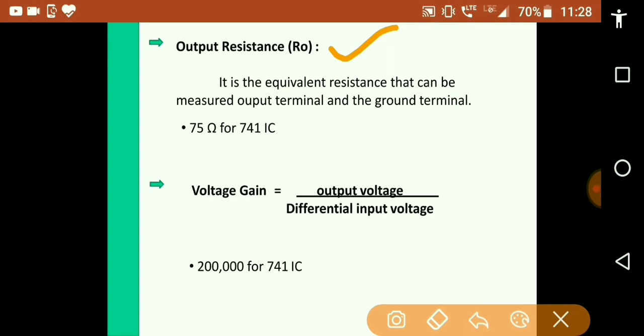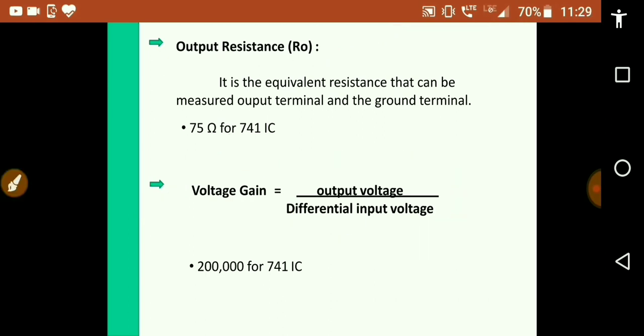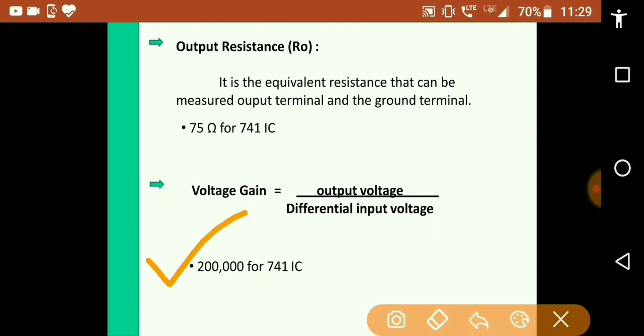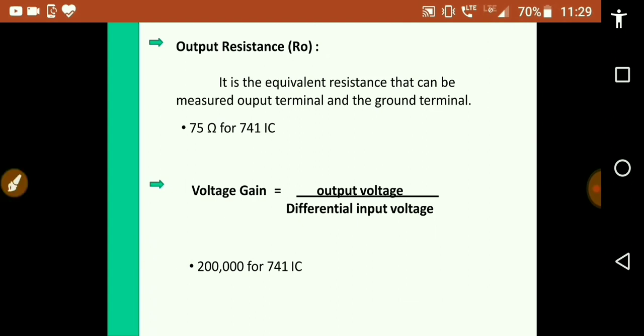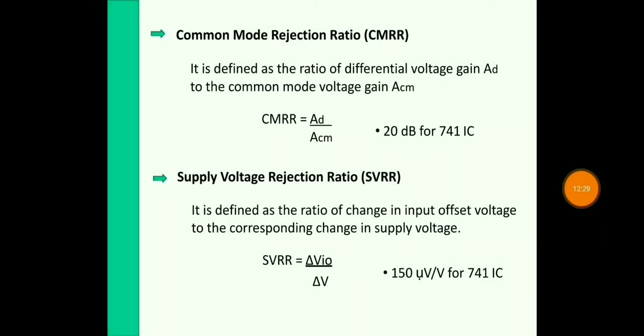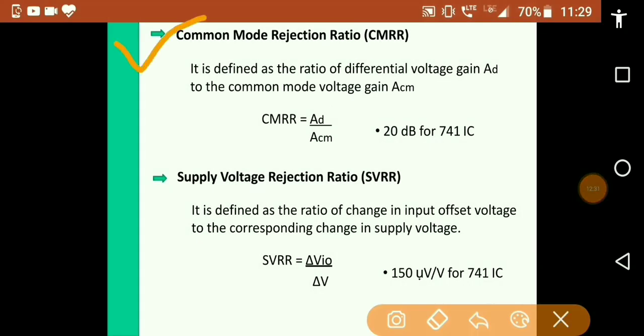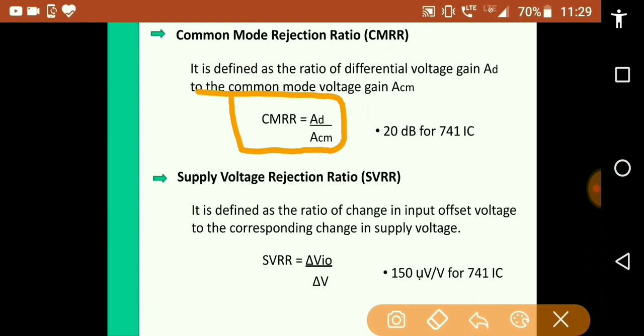Next is voltage gain. Voltage gain equals output voltage upon differential input voltage. This is the voltage gain, and the value is approximately 2 lakh for IC 741. Now the common mode rejection ratio, CMRR. It is defined as the ratio of differential voltage gain AD and common mode voltage gain ACM. So CMRR equals AD by ACM, and it is 20 dB for IC 741.